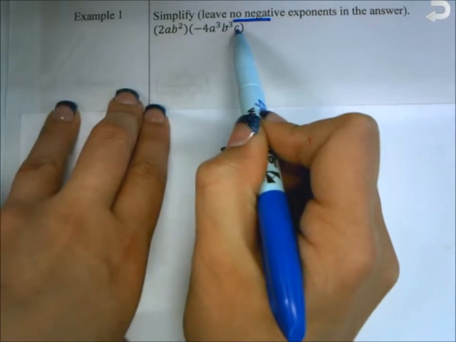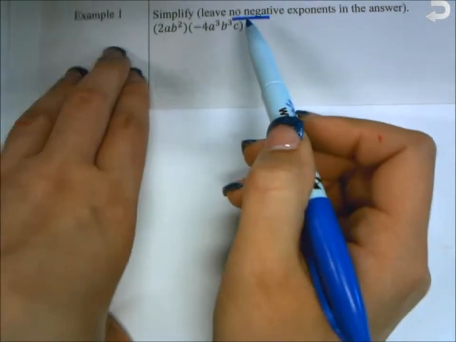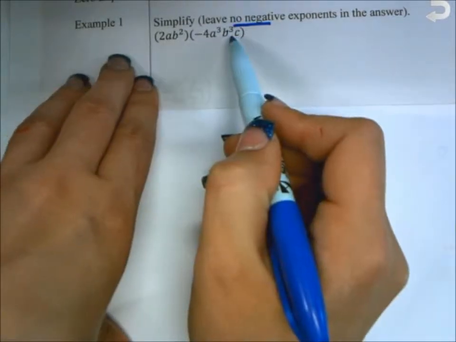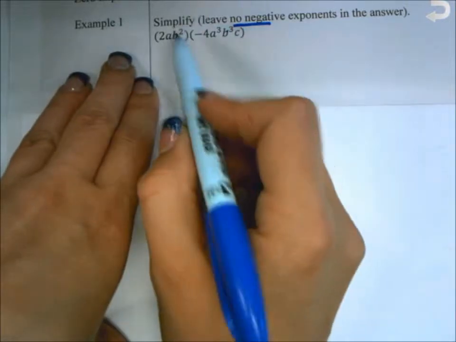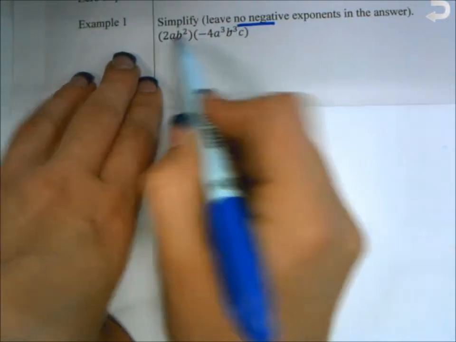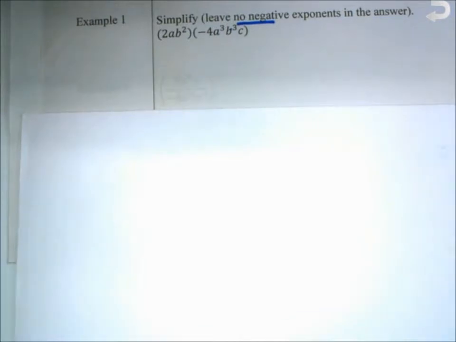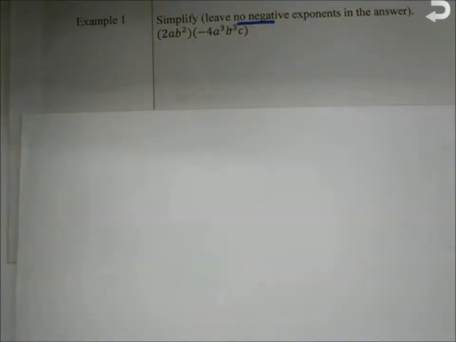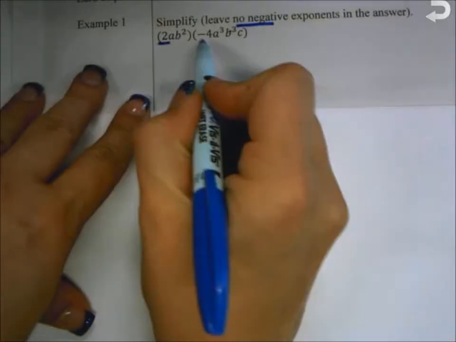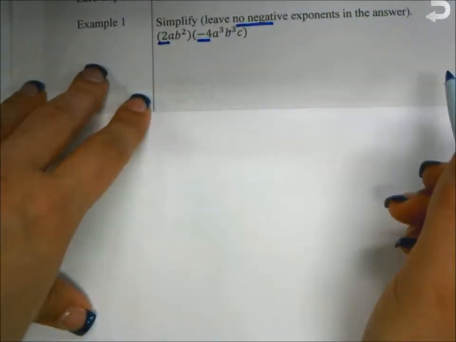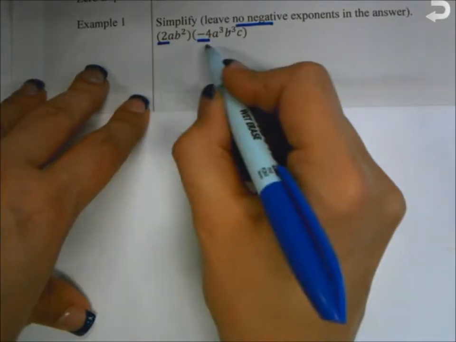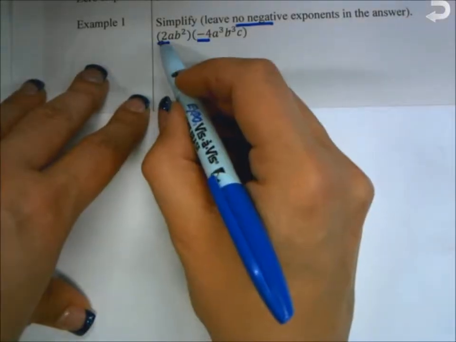So what we do in this case is we're multiplying different powers, or different exponents, and we take each term that is the same. So we can only multiply and combine exponents of terms that are the same. So 2 and negative 4 are considered like terms because they're constants, so we can multiply those two together. 2 times negative 4 gives me negative 8.